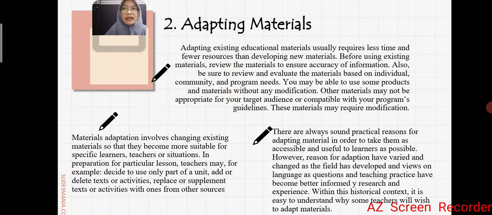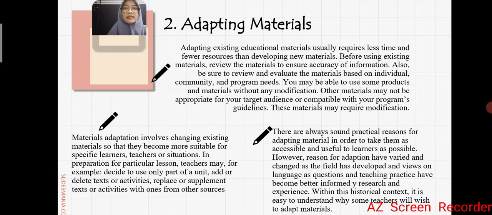Adapting materials. Materials adaptation involves changing existing materials so that they become more suitable for specific learners, teachers, or situations. In preparation for a particular lesson, teachers may, for example, decide to use only part of a unit, add or delete texts or activities, replace or supplement texts or activities with ones from other resources. Adapting existing educational materials usually requires less time and fewer resources than developing new materials.